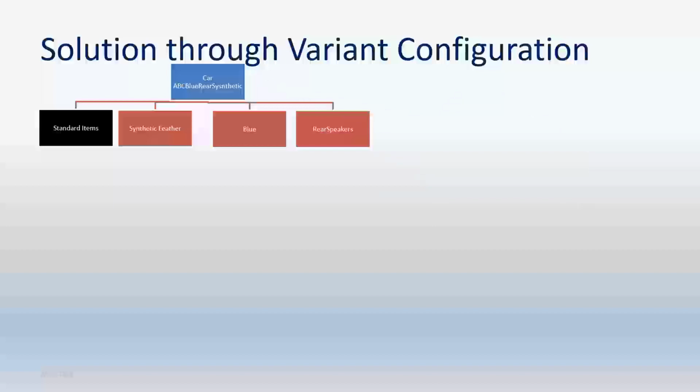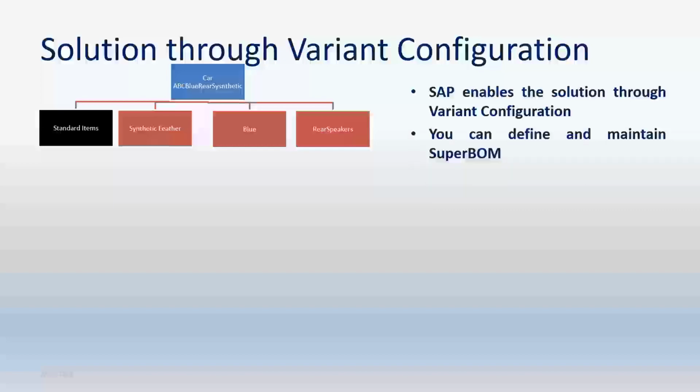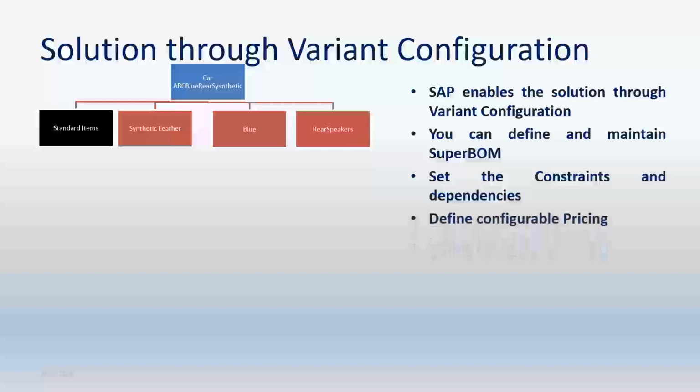In summary, SAP enables the solution to make to order manufacturing of multiple variants of same product. You can define the configurable bills and routings, which are super BOMs and super routings. You can define the dependencies and constraints to facilitate the selection and creation of right BOM and right routing according to the customer selection of options given. You can define the pricing rules at the configurable material level itself, and these pricing rules will be applied according to the options selected by the customer in the configurator.